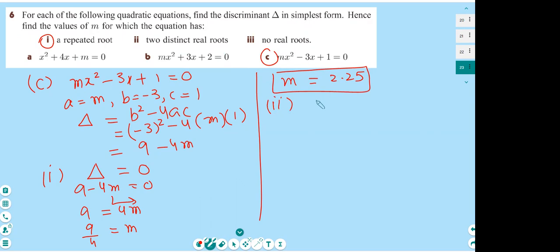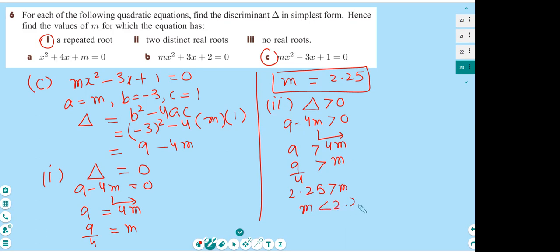In this case, we have discriminant greater than 0. The discriminant was 9 minus 4m. Shifting the 4m to the other side, it will be 9 greater than 4m. Dividing both sides by 4, so 9 over 4 greater than m, right? So it will be 2.25, or m is less than 2.25, or we can also write m is less than 2 whole 1 by 4, right?